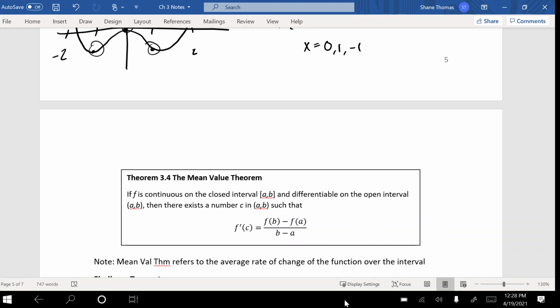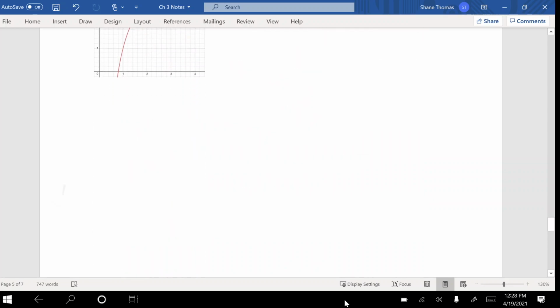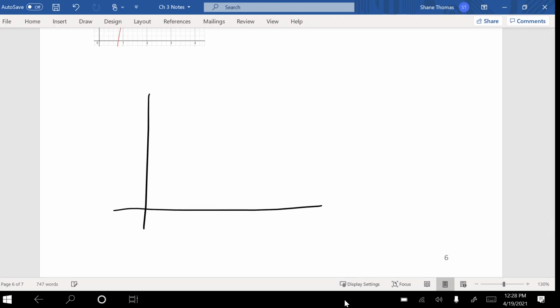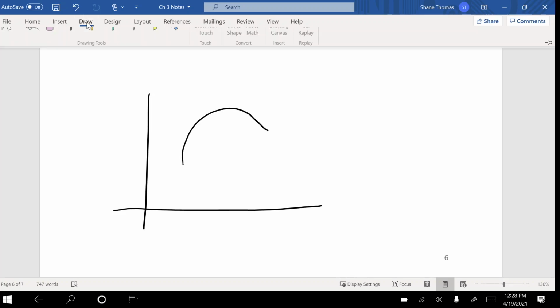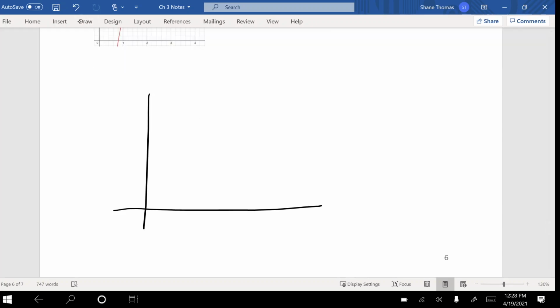So I want to draw a picture. I think this is going to make a little more sense. So I just went down to the bottom of the page here. So say we have a function, all right? And I'm just going to do it on a closed interval. My function is going to look like that. That's not a bad picture.